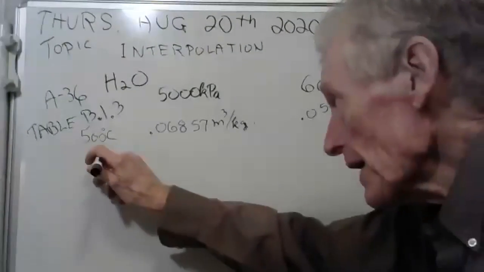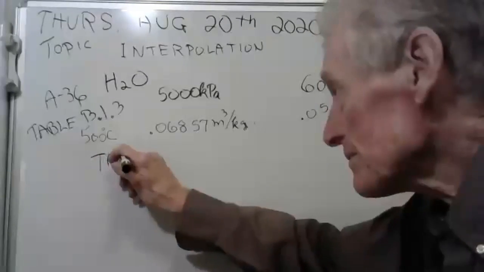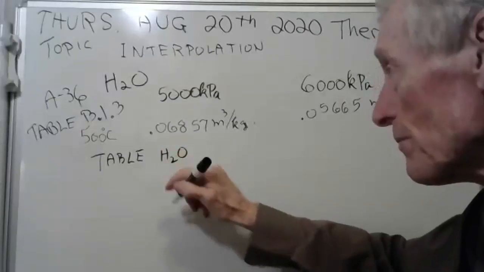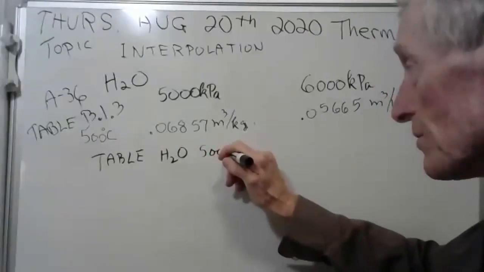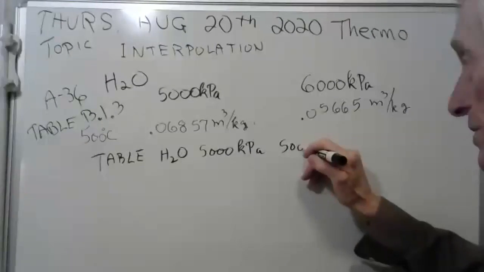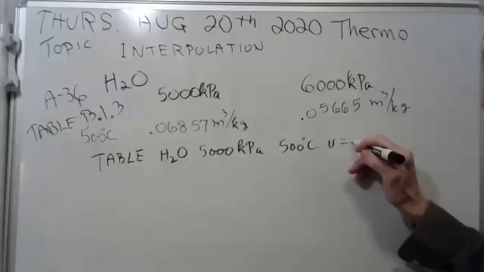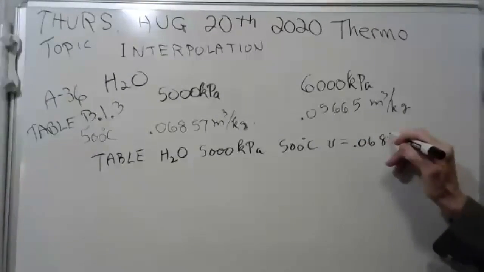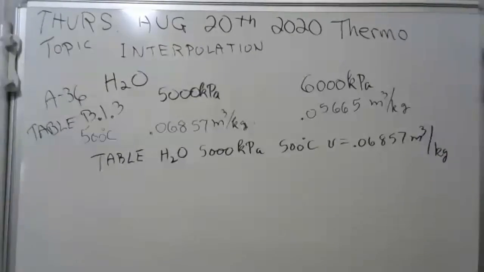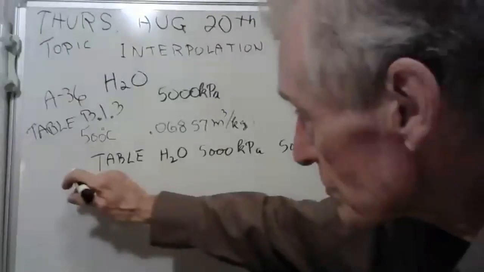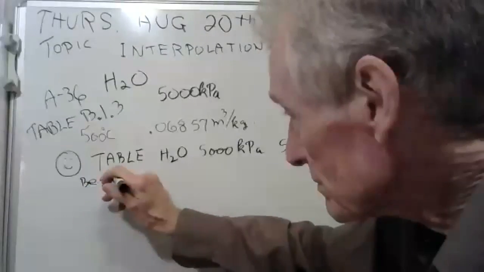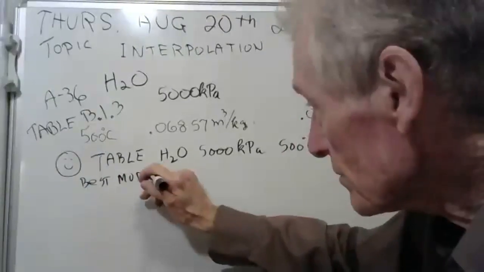And according to the table, if you have water at 5,000 kilopascals, 500 Celsius, your specific volume is 0.06857 cubic meters per kilogram. This is your best model. It's the best model. But now let me show you the ideal gas model.